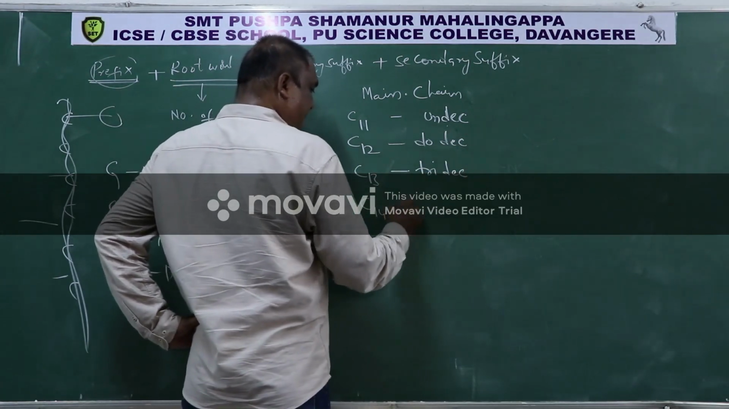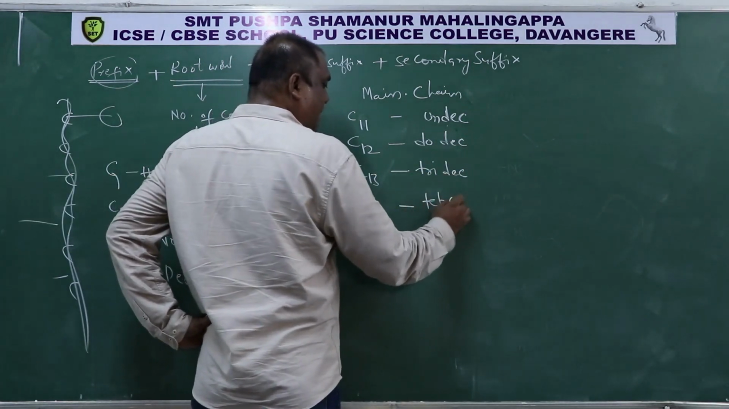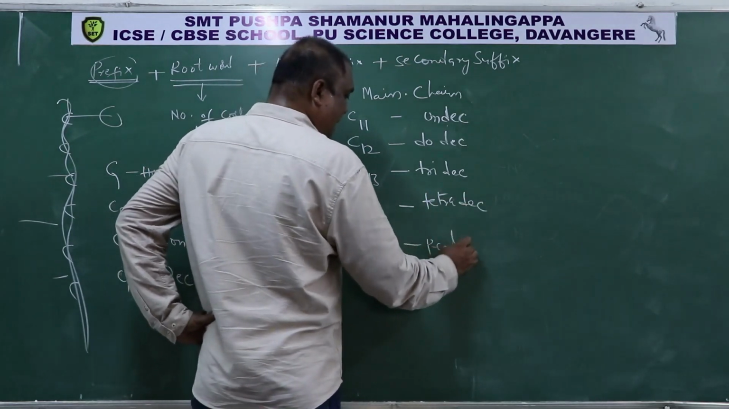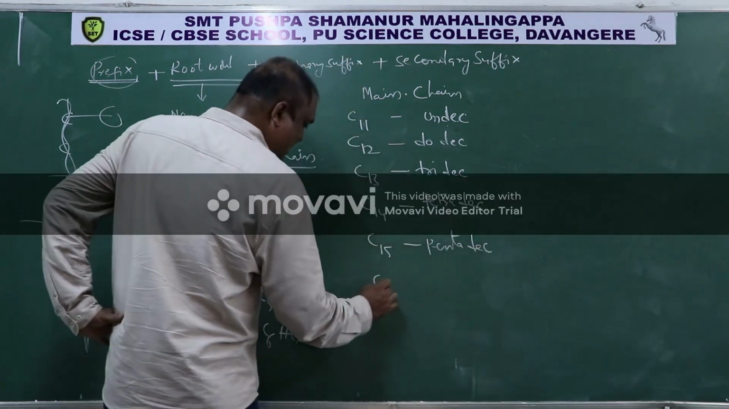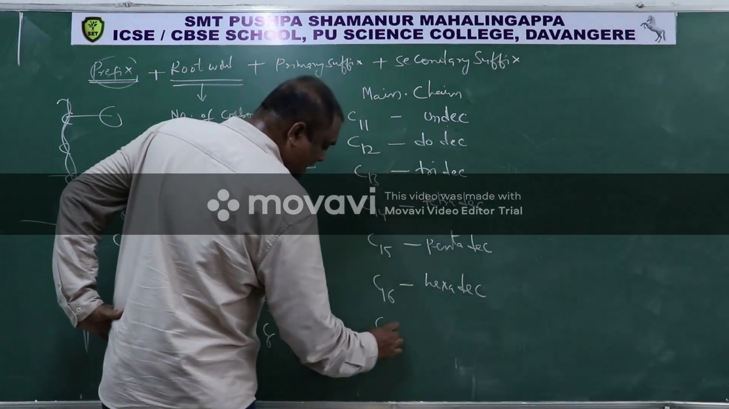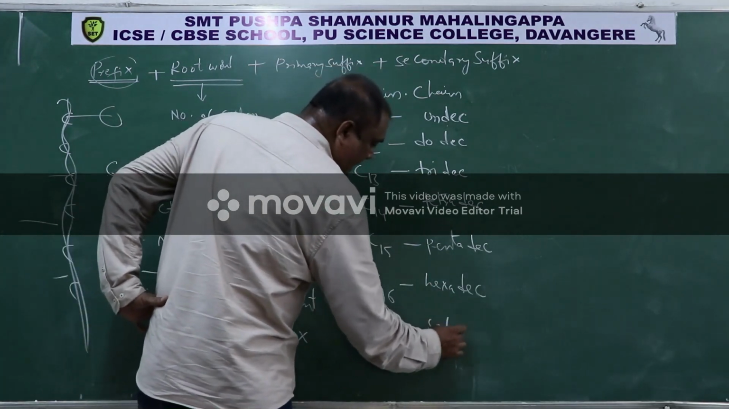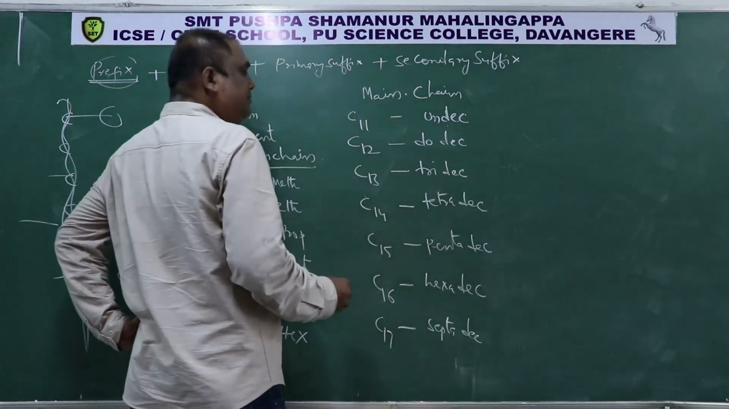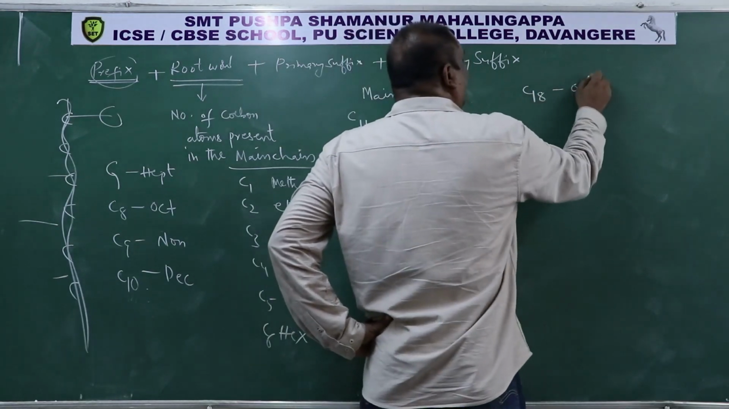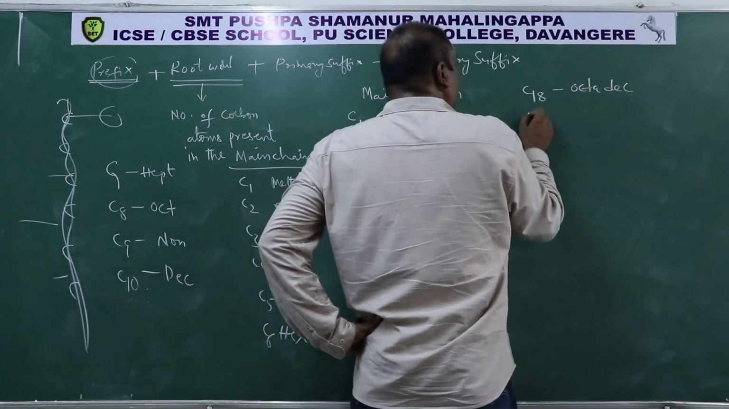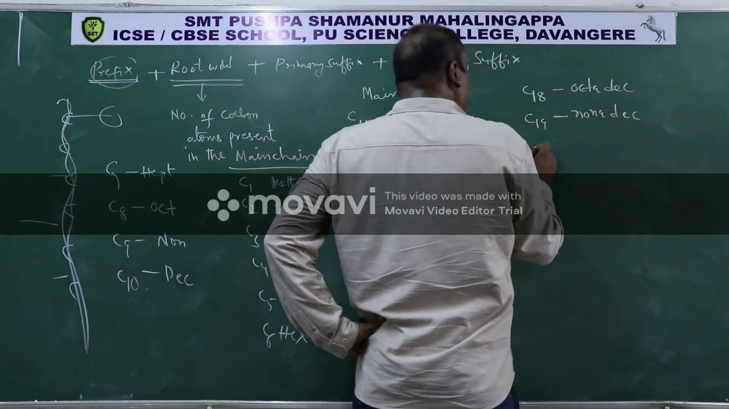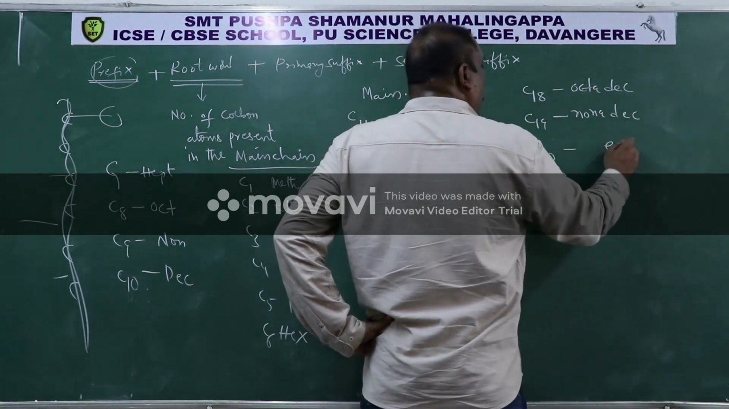14, tetradec. 15, pentadec. 16, hexadec. 17, heptadec. 18 carbon atoms are there in the main chain, octadec. 19 carbons are there, nonadec. 20 are there, icos.